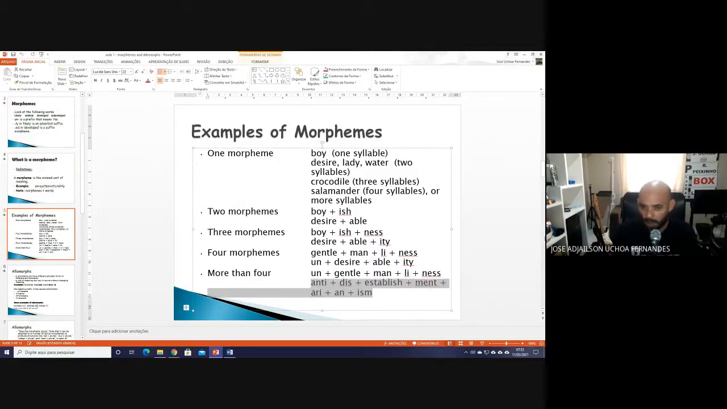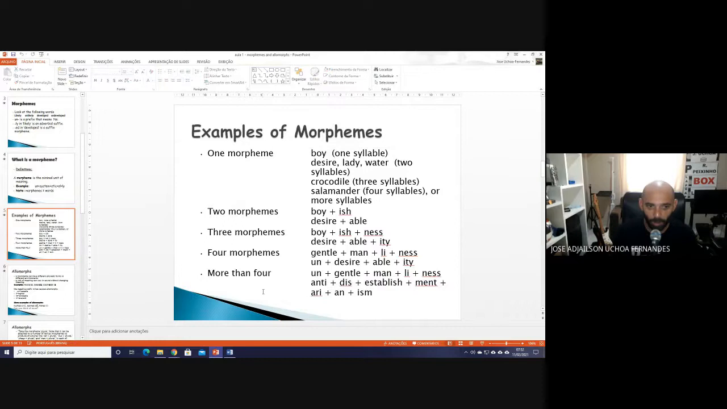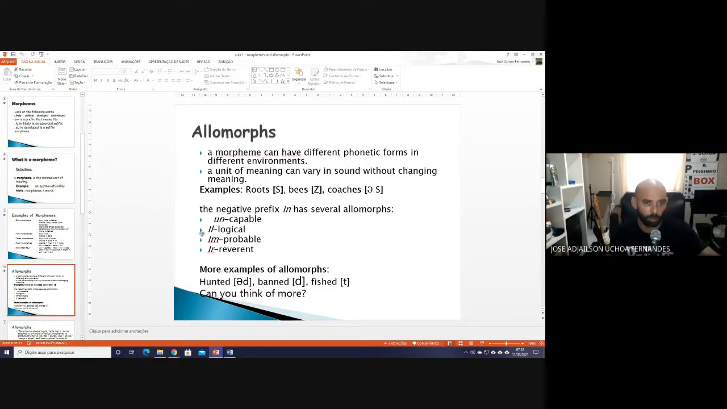Anti-disestablishmentarianism. This is a word with more than four morphemes. One, two, three, four, five, six, seven morphemes. Okay, so morphemes are either a root of a word, the main morpheme of the word, and along with this root, to the left or to the right, we can position a prefix or a suffix. Morphemes are the significant units of a word.